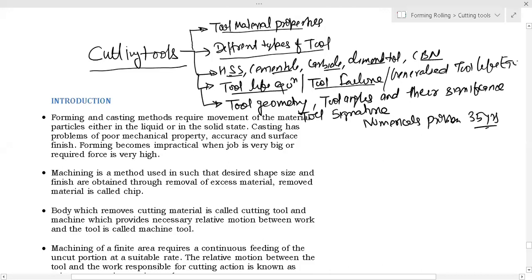Then tool geometry is very complicated. Tool is very complicated stuff. We have to understand all the angles associated with the tools, whether it is side rake angle, back rake angle, relief angle, or clearance angle, or whether it is nose radius, whether it is side clearance or end clearance, whether it is side relief or end relief angle. Everything we have to understand, and their significance. Tool angles and their significance. What is that? And then tool signature, and numerical problems will be solved. So this is our target today.